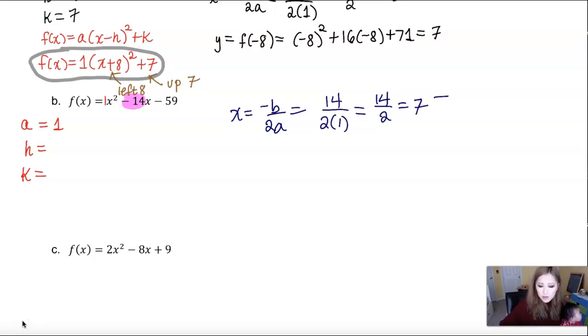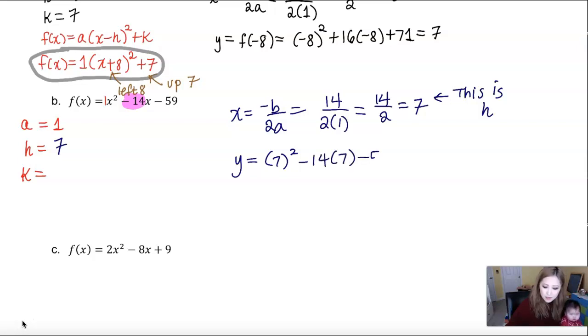The x-coordinate of the vertex is h. We found the h value. I put h equals, sorry, h equals 7. Now let's find the y-coordinate by plugging this 7 into the function. So I'll get 7 squared minus 14 times 7 minus 59.